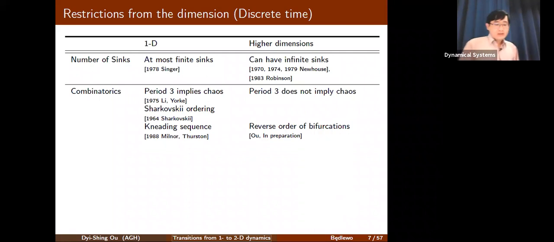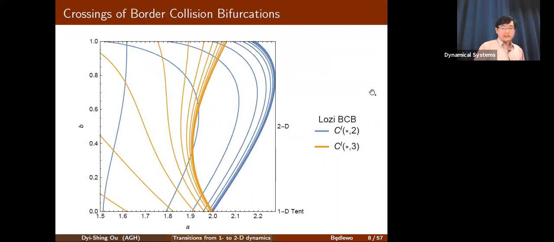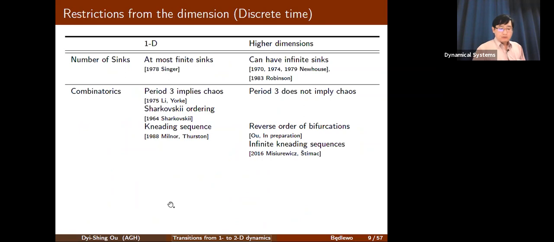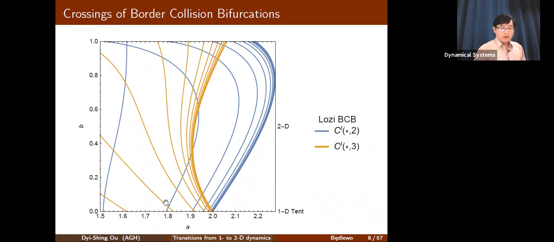In fact, I will later show that it is possible to find a map arbitrarily close to one dimension such that the kneading theory breaks down. For example, this is a picture of the parameter space of the Lozi family. Each curve here represents the creation of periodic orbits. As you see, there are many intersections here, here, here. These intersections mean that the order of creation of periodic orbits splits when compared with the case of one dimension. Here the order of creation also flips. I will explain why this happens later.